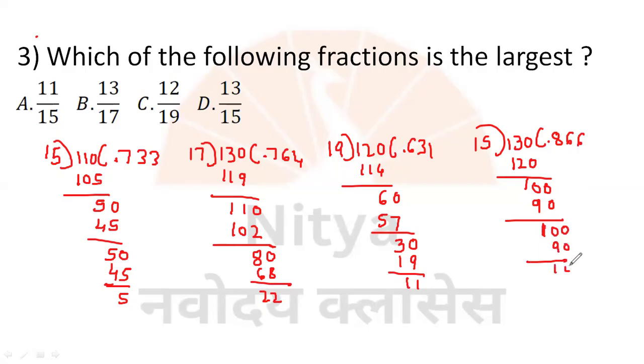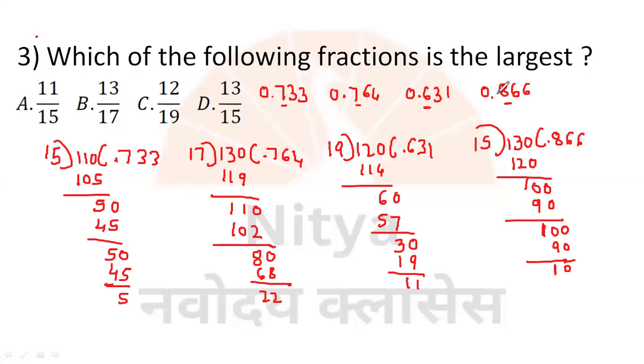Okay, so see here, we have to find out the largest fraction. So 0.733, 0.764, 0.631, 0.866. Which is the largest here? So we have to check the tenths place digit after the decimal point. There is 7, 7, 6, and 8. These are all smaller than 8.